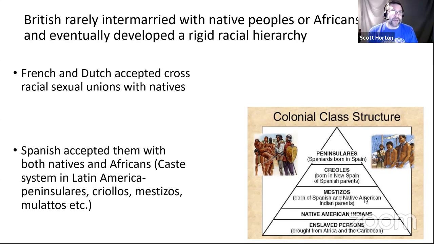The British did not. The British saw that as inappropriate, and that's what makes the Pocahontas story such a unique story, because she's the exception, marrying an Englishman, that really proves the rule. So here's my fourth reason that the British are unique, or the most unique of the empires, very different.